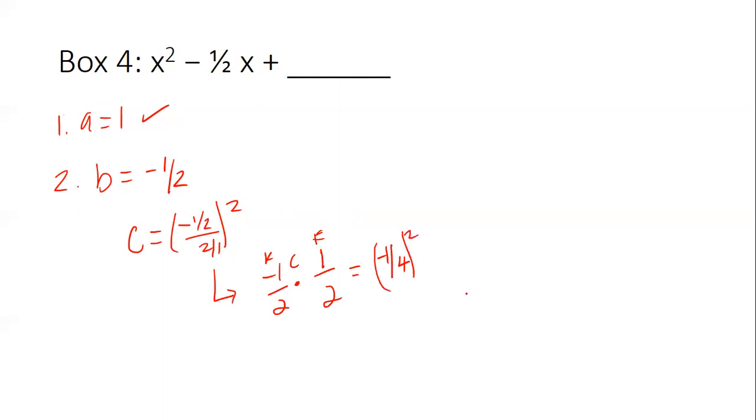And now we're going to square that. When you square a fraction, you're squaring the numerator and the denominator, right? So -1 squared equals 1, and 4 squared equals 16. So when you complete your square, it's 1/16.